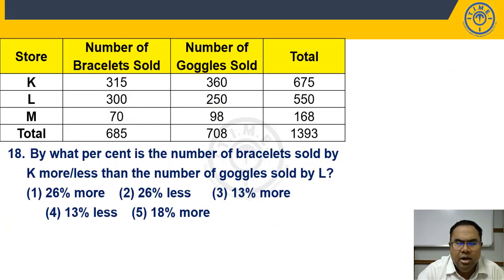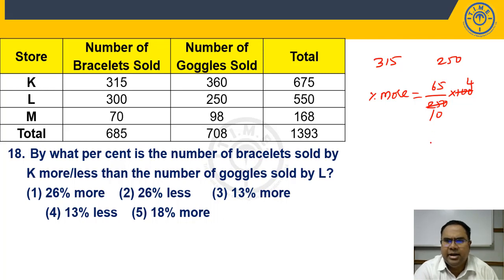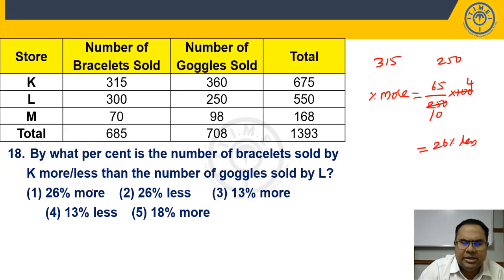Next question. By what percent is the number of bracelets sold by K, 315, more or less than goggles sold by L? Goggles sold by L is 250. Obviously it is more. How much percent more? Difference 65. Opposite of more, smaller value 250 into 100. 25 tens, 25 fours. 240 plus 20. 260 by 10, it is 26% less. 26% less. Option 2.